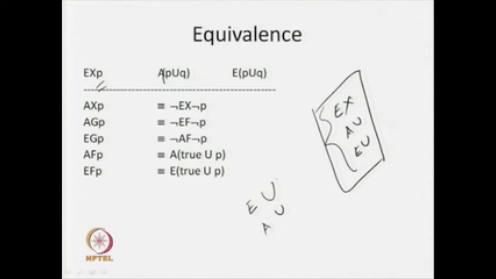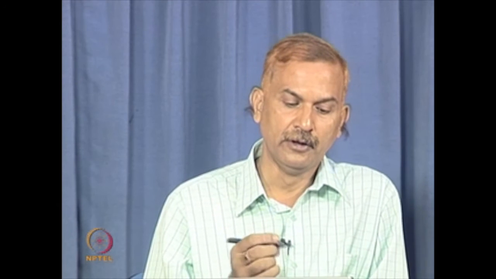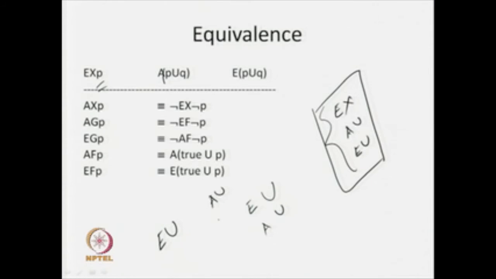But somehow if you can see that E U can be expressed in terms of A U, or A U can be expressed in terms of E U, then what will happen? In that case I can just omit one of these 2 combinations. Then if we can omit one of these 2 combinations, we are going to get some other adequate set of CTL operators. Okay. Now, whether it is possible or not, let us see.